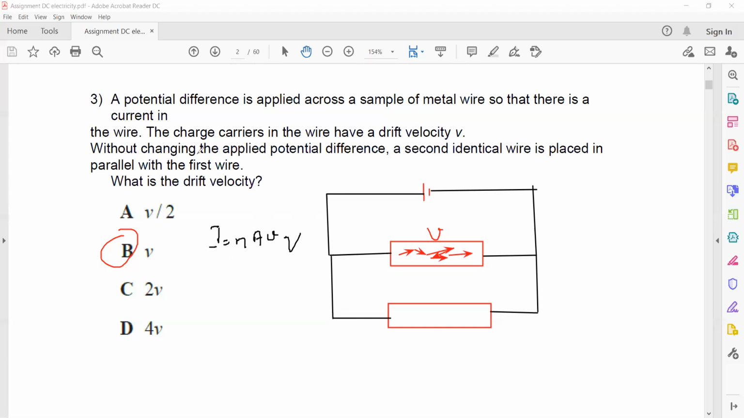And what we did here, without changing the applied potential, we did not change the voltage. We kept the voltage the same. So if the voltage here is V, the voltage across the first one is also V, and the voltage across the second one is also V. And they're asking what will be the drift velocity. Because they're receiving the same voltage and are identical material, both will have the same drift velocities.